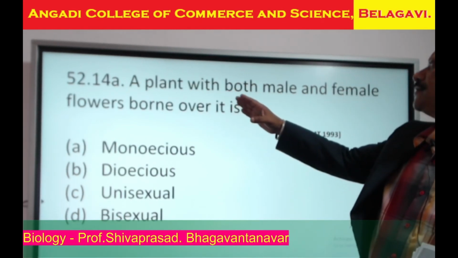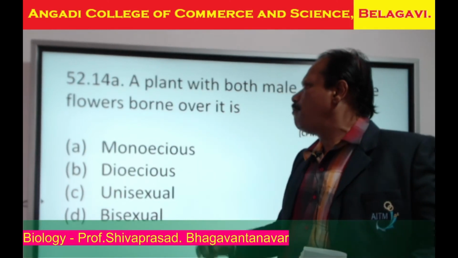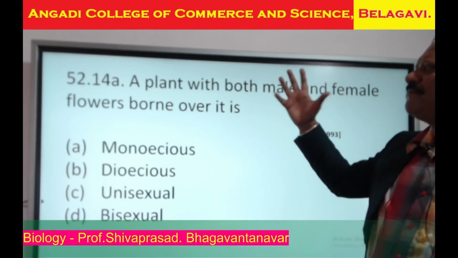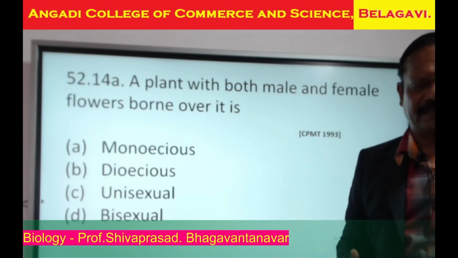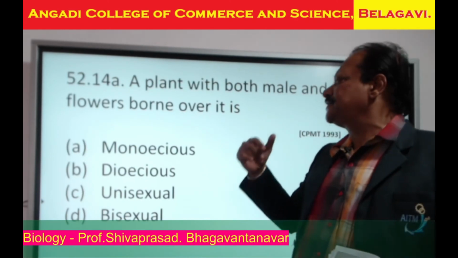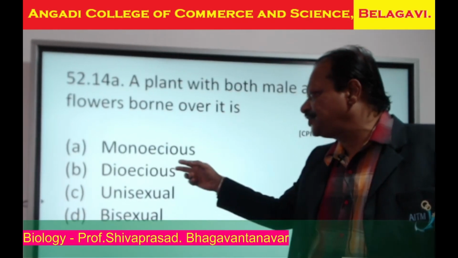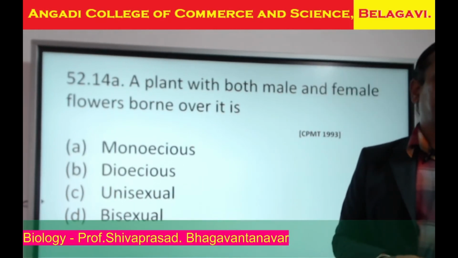A plant with both male and female flowers borne on it. Here, in a plant, both male and female flowers are born. Then it is called monoecious, dioecious, unisexual, or bisexual.